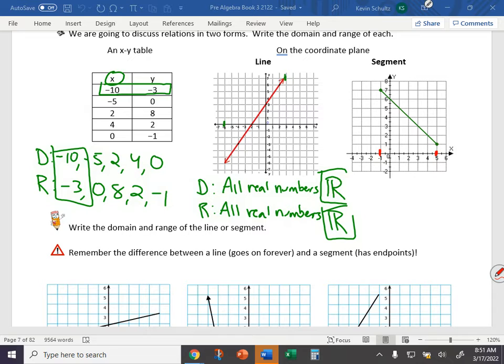Wyatt, what do you think? Well, let's stick with the domain first. What I'm saying is here, we can see that on the x-axis, if you look at the point on the far left, that point is at -1. The point on the right on the x-axis is at +5. And we can't just write -1, 0, 1, 2, 3, 4, 5 like we were able to with the table. Why can't we do that?